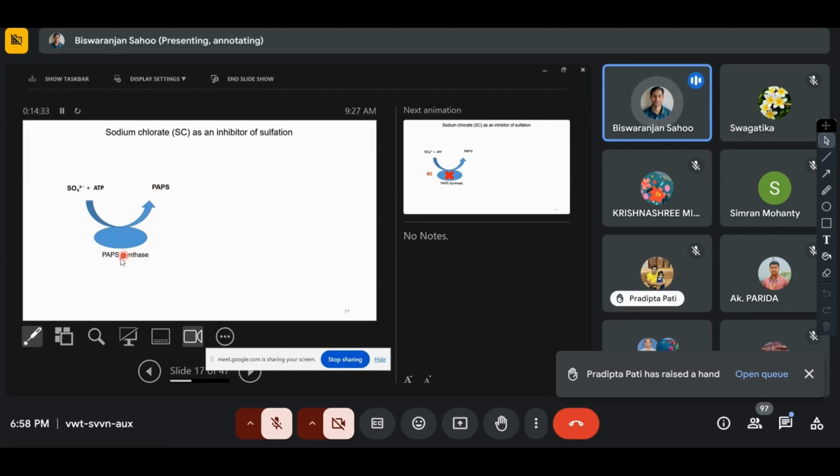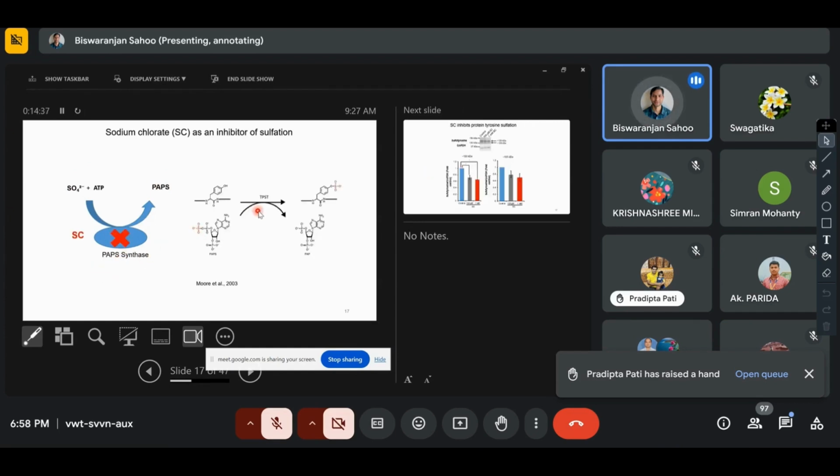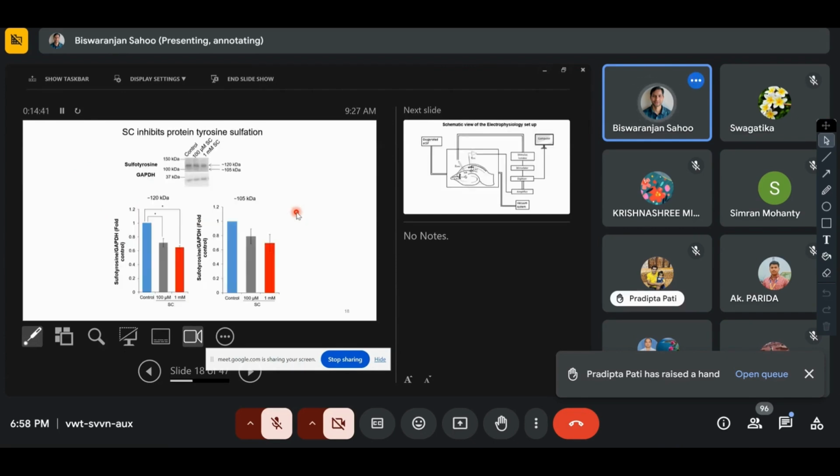Okay, the PAPS synthase enzyme was inhibited by the sodium chlorate, and there is no further sulfation process. So with 1 hour treatment of sodium chlorate to the hippocampus slices, we found a significant reduction in the level of tyrosine sulfate in both bands. But the upper band, the 120 kD, was significantly lower than the lower band.